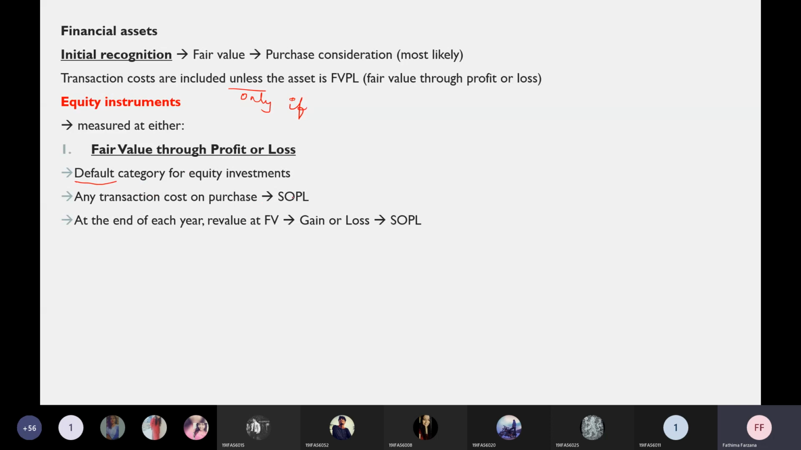If the problem is silent, you have to measure in FVPL only. Any transaction cost on purchase will be taken to SOPL. That's why fair value through profit or loss. And at the end of the year, revalue at fair value. You have to revalue the asset. And if there is any gain or loss, that also will be taken to SOPL. Though you are not selling the asset, you have to take it to SOPL only, like investment property. In investment property, we'll revalue the asset, and the revaluation gain we'll take to SOPL, not to OCI. Same here. FVPL means you have to take the revaluation gain to SOPL only.